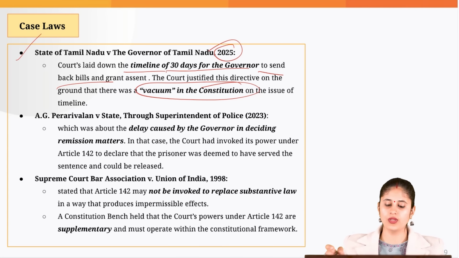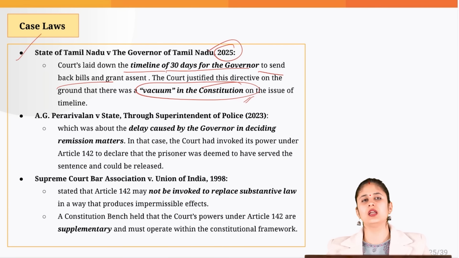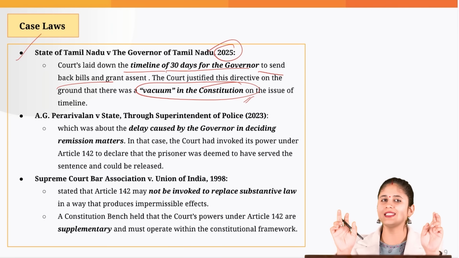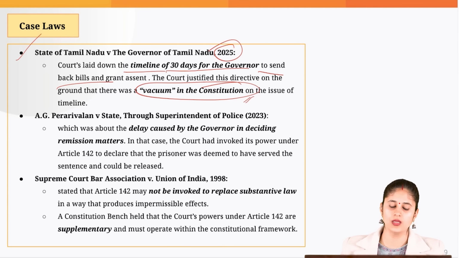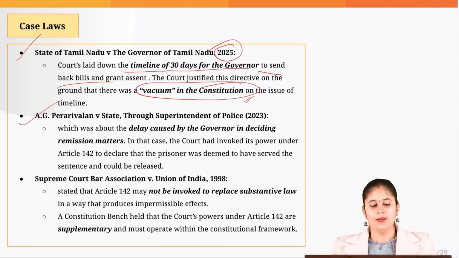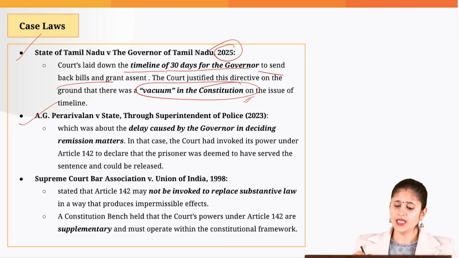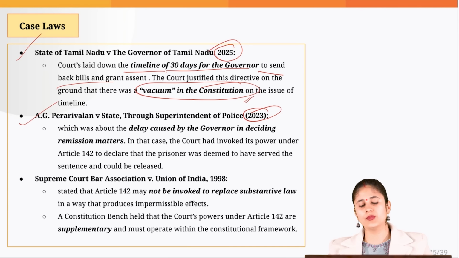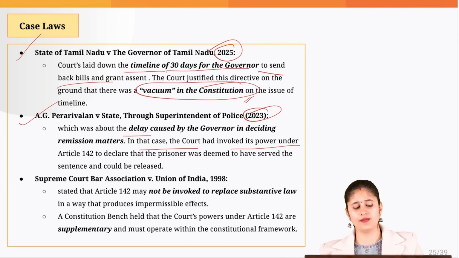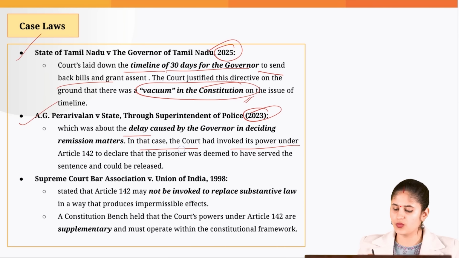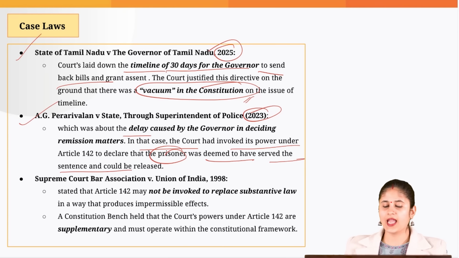The Supreme Court pointed out that there is a vacuum in the Constitution, or what you can say is constitutional silence, when it comes to the power of the Governor with respect to giving assent to the bills. Then in AG Perarivalan versus State, in the 2023 judgment, the Supreme Court basically invoked its power under Article 142 to declare that the prisoner was deemed to have served the sentence and could be released.